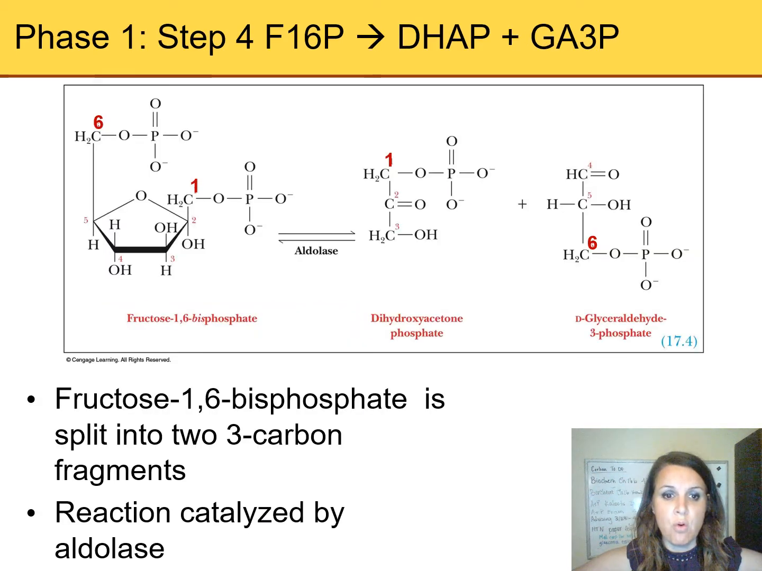Moving on to step 4, what you see is that fructose 1,6-bisphosphate is split into two 3-carbon fragments. One is called dihydroxyacetone phosphate, and the other is glyceraldehyde 3-phosphate. The enzyme that catalyzes that reaction is called aldolase. I'm labeling the carbons for you to see how that 6-carbon molecule is split into two 3-carbon fragments.